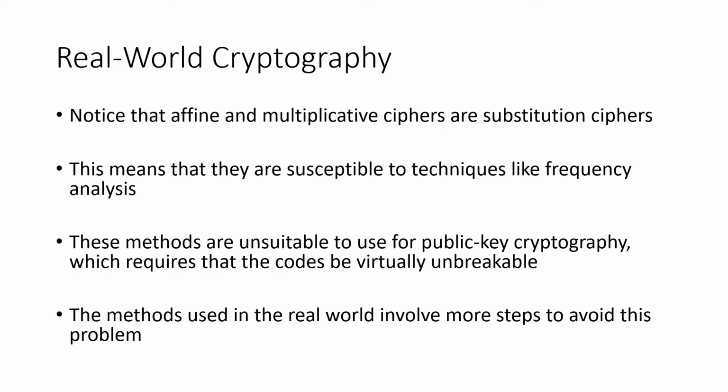So in the real world, we would notice that the affine and multiplicative ciphers that we talked about in the previous lecture are substitution ciphers. And that means that they're actually not that secure, right? Even if we didn't have the decryption key, we could use frequency analysis, as we talked about, to crack these codes. So they're not really suitable for real-world public key cryptography, but in the real world, what we do is we modify these methods and make them have more steps. But the basic idea that we're talking about is really there, right? So they really are based on, at some level, multiplying by a number, and then to decrypt your message, multiplying by another number. So at the base level, that really is the basic concept.